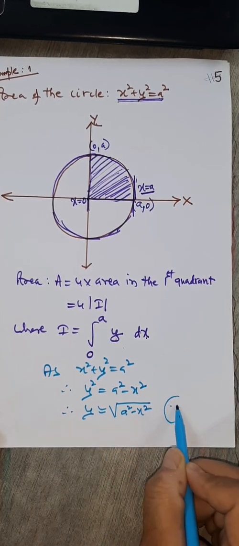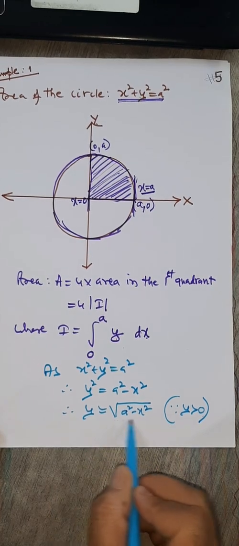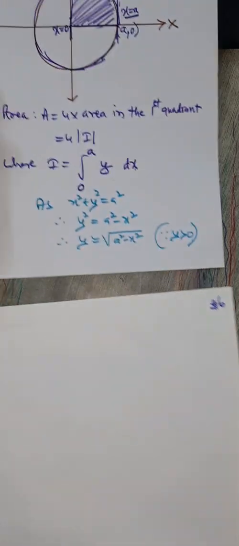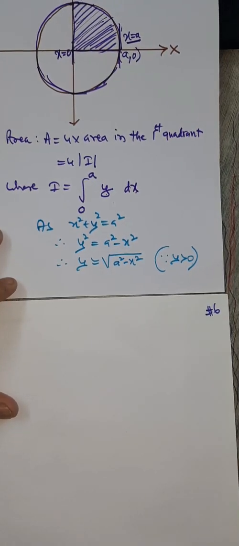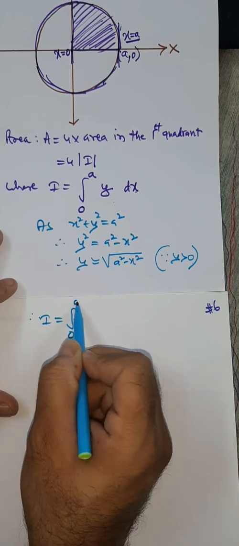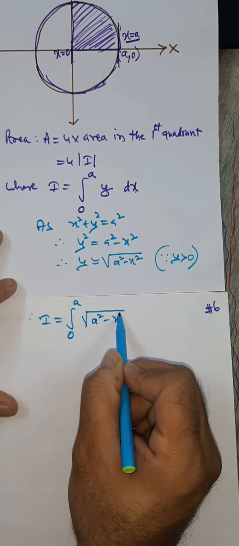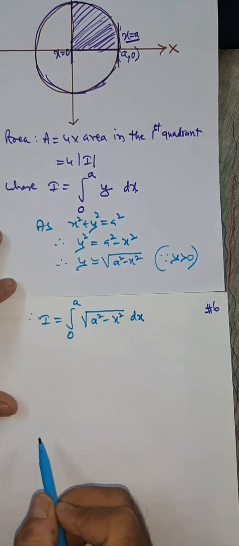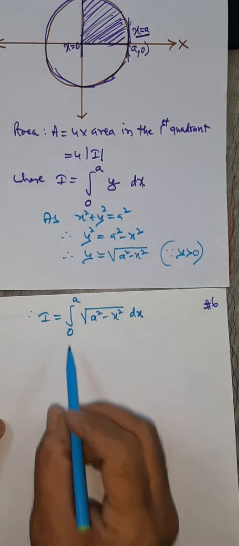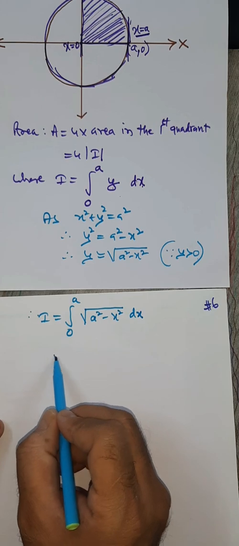Normally when you take the square root you have plus or minus, but it is in the first quadrant. So y is this function. Therefore I equals the integral from 0 to a of y, that is root of a square minus x square dx. Now this question is reduced to a definite integral question.